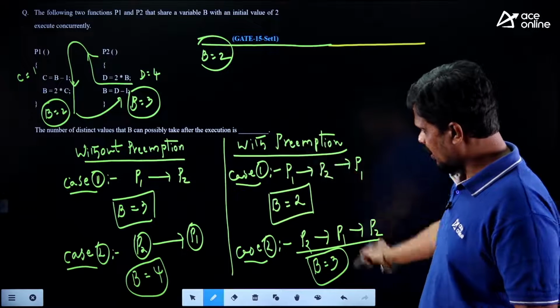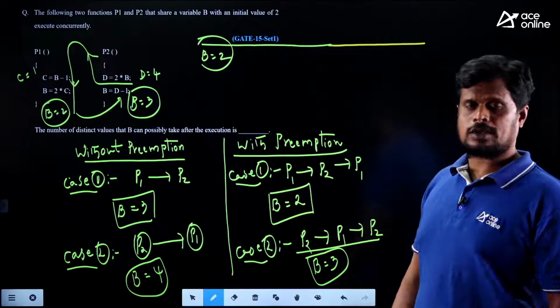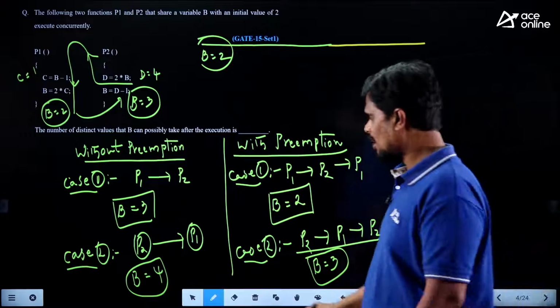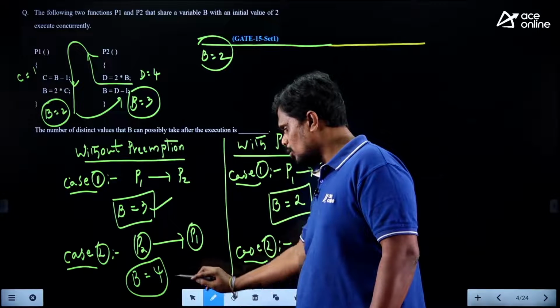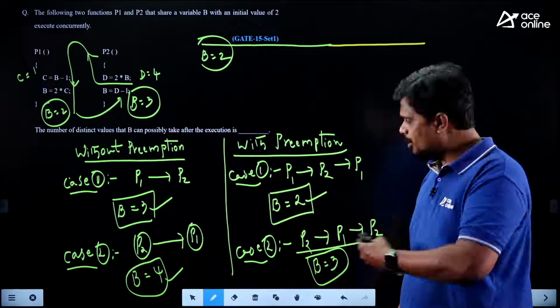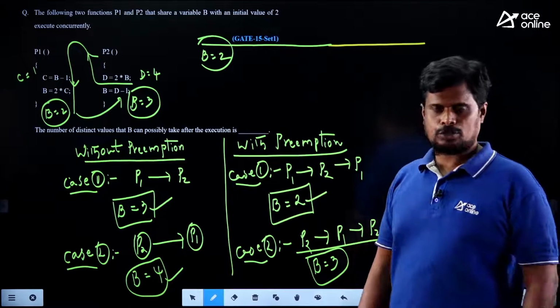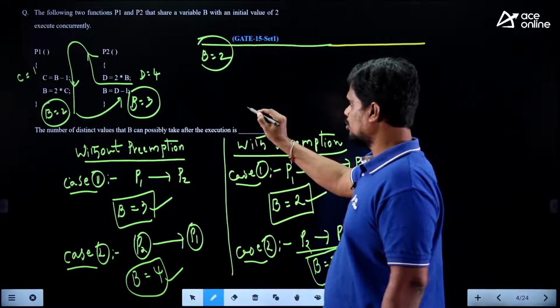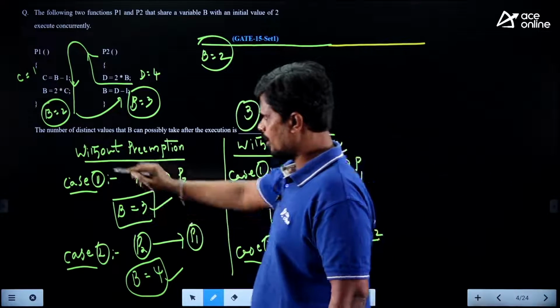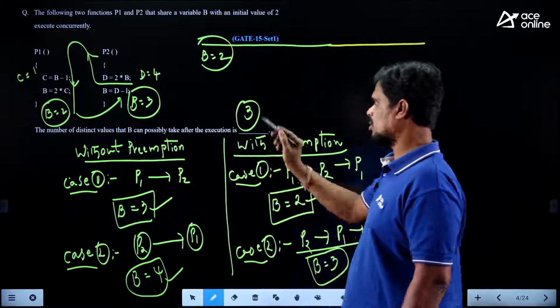So overall, if you verify in these orders, what are the different values that B is holding here? B is holding 3 one time, B is holding 4 one time, B is holding 2 one time. So these are the three different values that are being saved into B. So 3 is the answer for this question. The number of distinct values that B can possibly take after the execution is 3.